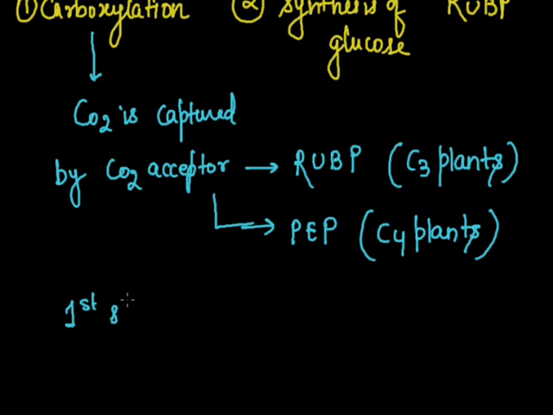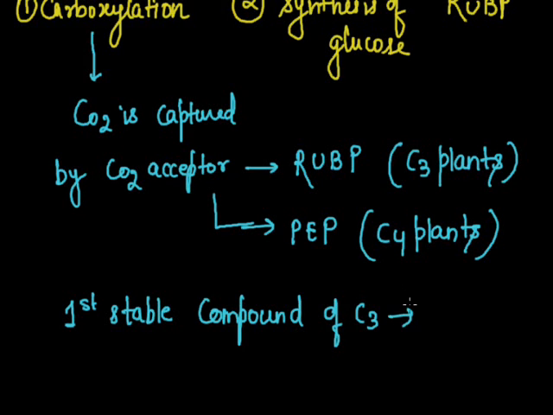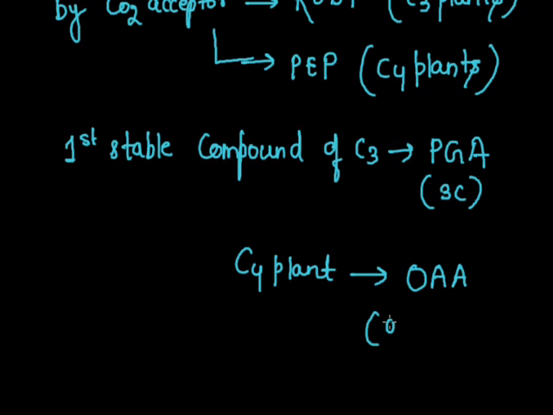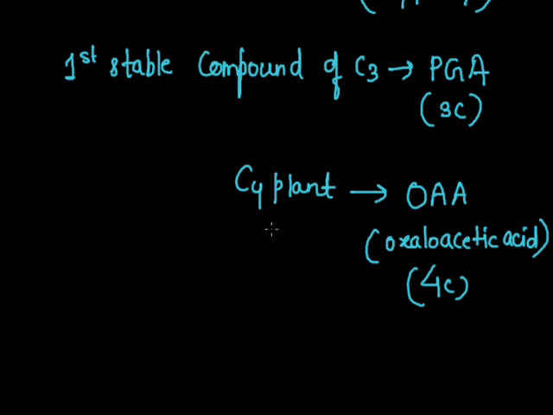The first stable compound of the C3 cycle is a 3 carbon compound, that is phosphoglyceric acid. That's why it is called the C3 cycle, because the first stable compound is 3 carbon. While in C4 plants it is oxaloacetic acid, that is OAA. Oxaloacetic acid is a 4 carbon compound. That's why it is called the C4 cycle.